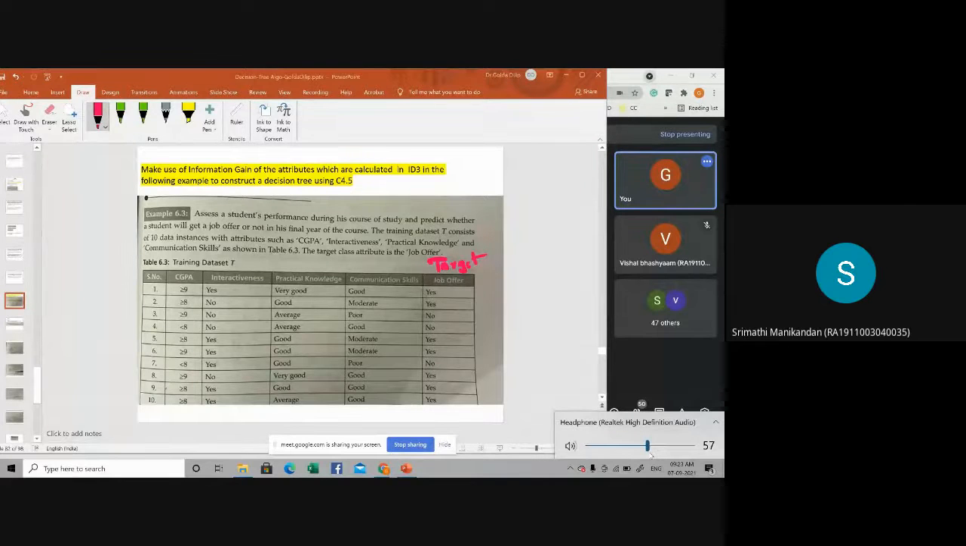Srimati, present, ma'am. Srimati has started working out the problem. Yes, ma'am. Computed the entropy of the target variable. No answer comes beyond that, right?